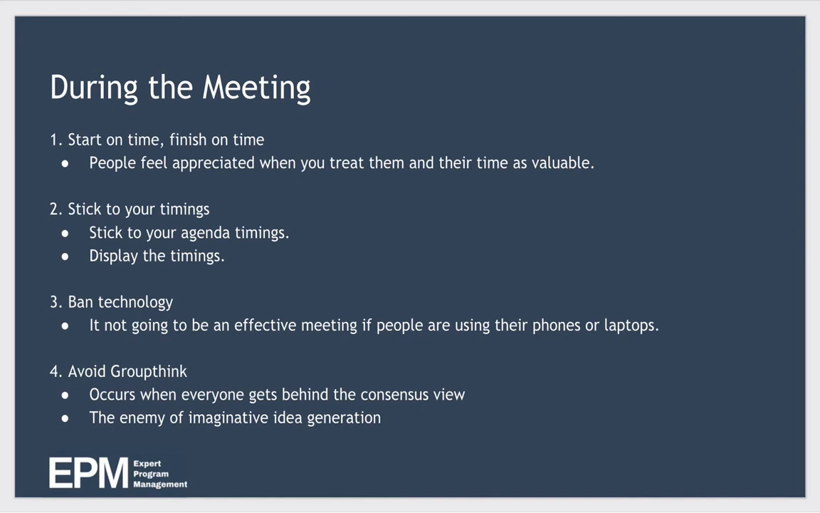Number 3, ban technology. Really simply, it's not going to be an effective meeting if people are using their laptops or their phones during the meeting. And number 4, avoid groupthink. Now, groupthink occurs when everyone gets behind a consensus view, and it's basically the enemy of creativity and imaginative idea generation. A really simple technique to avoid this is to ask senior members of staff to contribute to the discussion last, and the more introverted team members to contribute first.